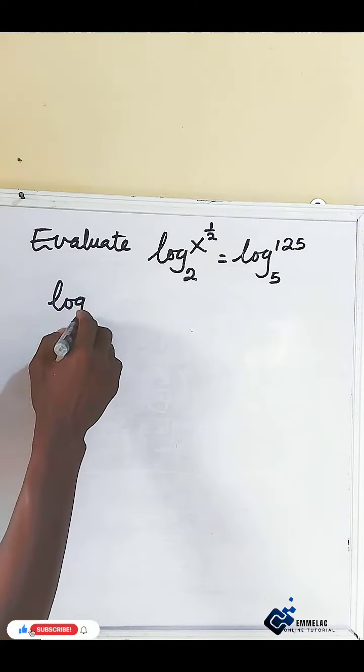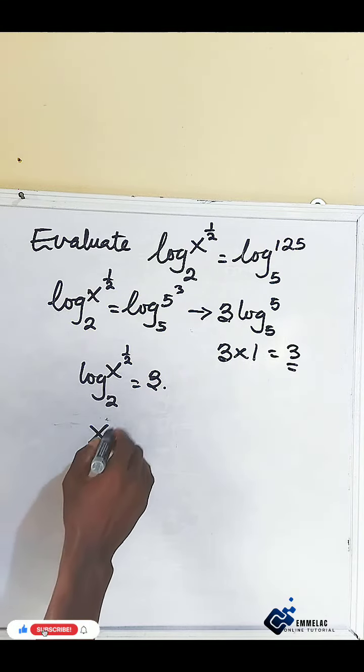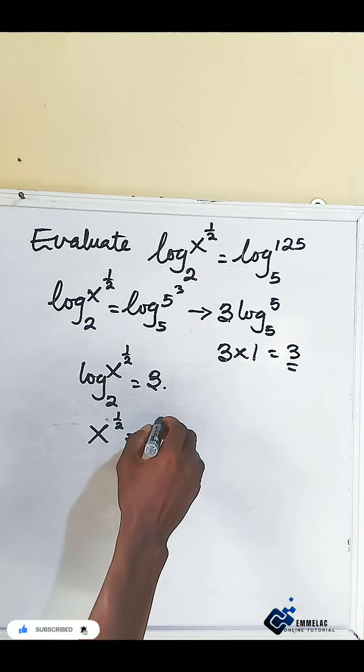log 5 base 5 equals what? 1, which will give us what? 3. So which means the right hand side of the equation equals 3. So we have log x raised to the power of 1 over 2 base 2 equals what? 3. Now changing this to indices, this will give us x raised to the power of 1 over 2 then equals 2 raised to the power of what?